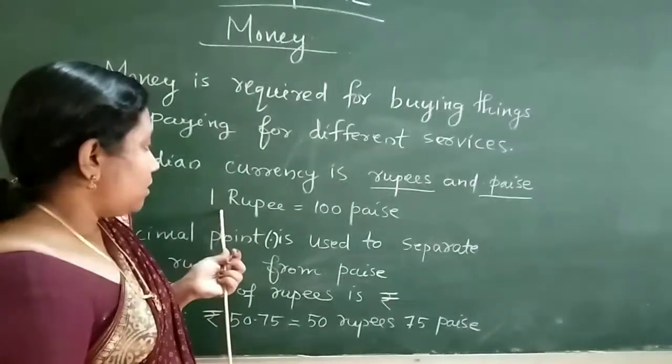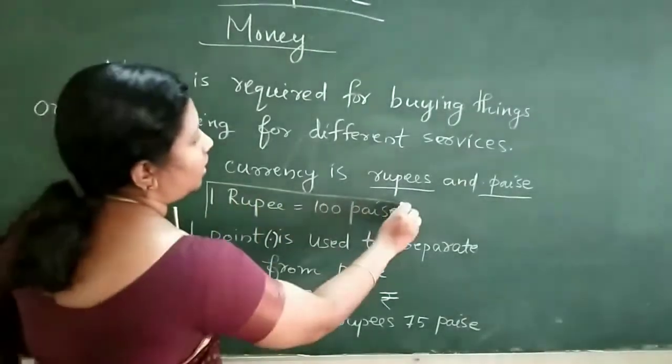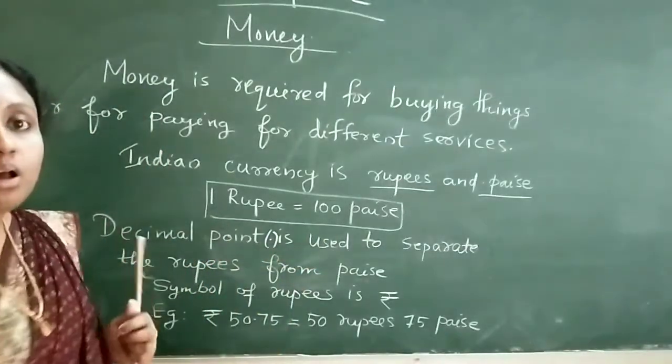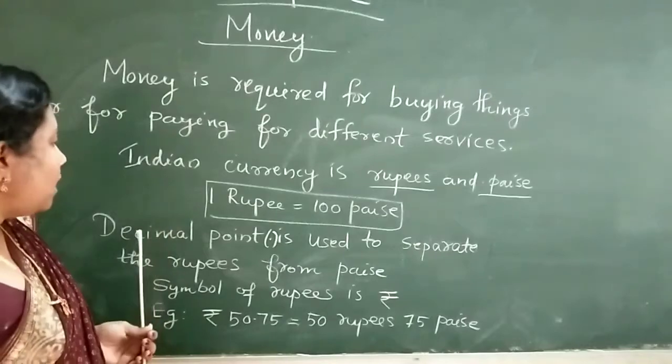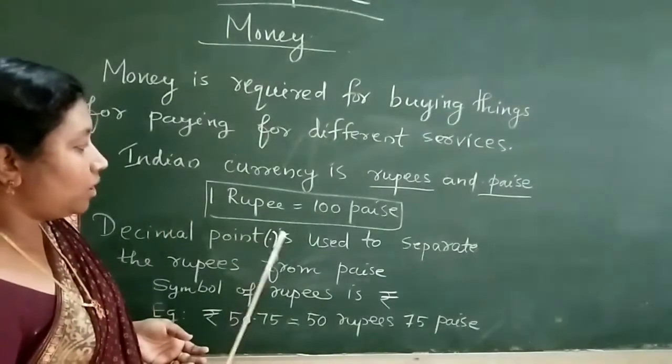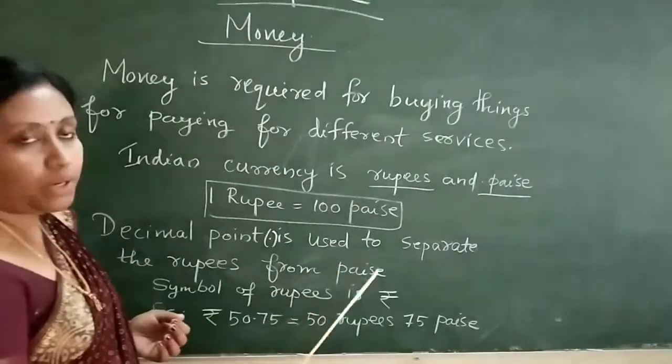Then you know that what is 1 rupee? 1 rupee is equal to how many paise? 1 rupee is equal to 100 paise. Then another important thing is decimal point. This dot is used to separate the rupees from paise.